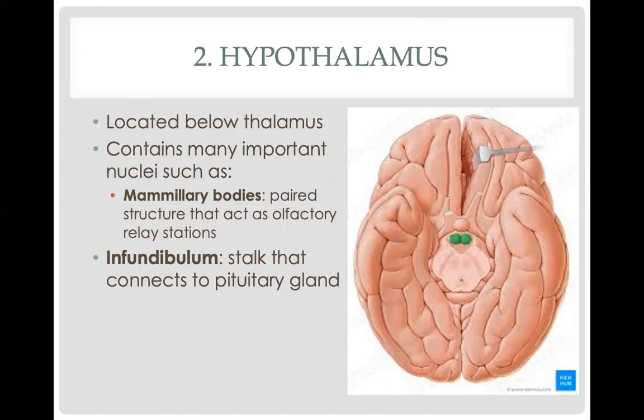We have an extension called the infundibulum, which connects your hypothalamus to the pituitary gland for the purpose of either storing hormones in the posterior pituitary gland or controlling the release of hormones from the anterior pituitary gland. We, of course, will go into a lot more detail about that in the endocrine system lecture next semester.